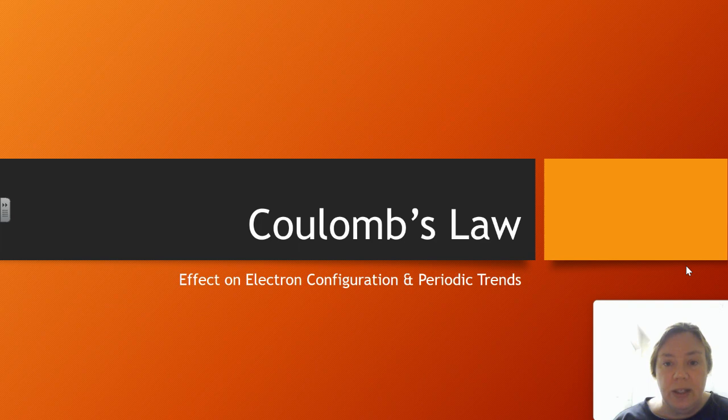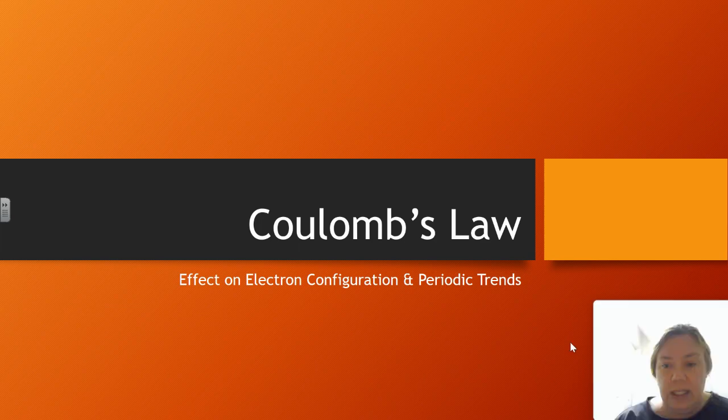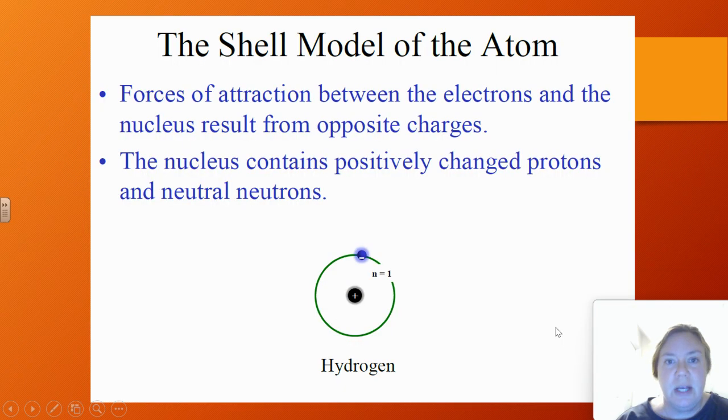So let's go ahead and go to the main topic here, and that is Coulomb's law. Before we do that, we have to remember the shell model of the atom. I hate to say shell model, but we have to have some kind of graphical representation, although we do know that the quantum mechanical model is the way to go now. But we just have to think about where the electrons are in relationship to the nucleus of the atom.